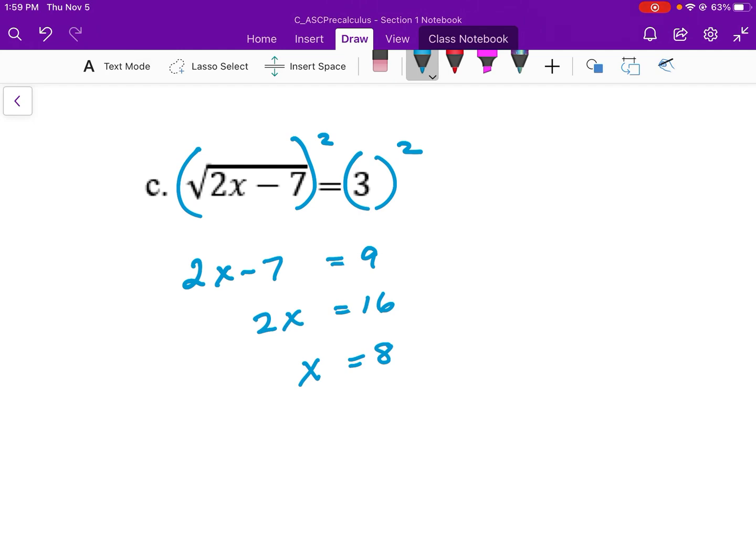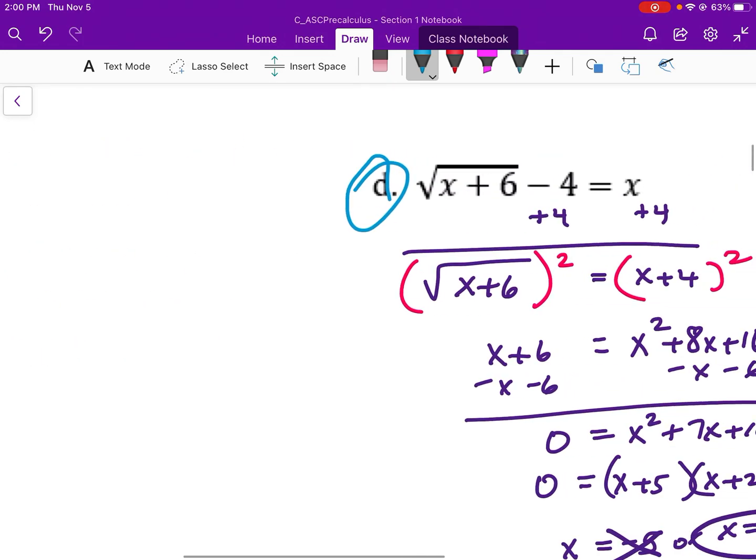This one's pretty easy to check. 2 times 8 is 16. 16 minus 7 is 9. The square root of 9 is 3. So that works. They always work as long as there's no x on the other side.